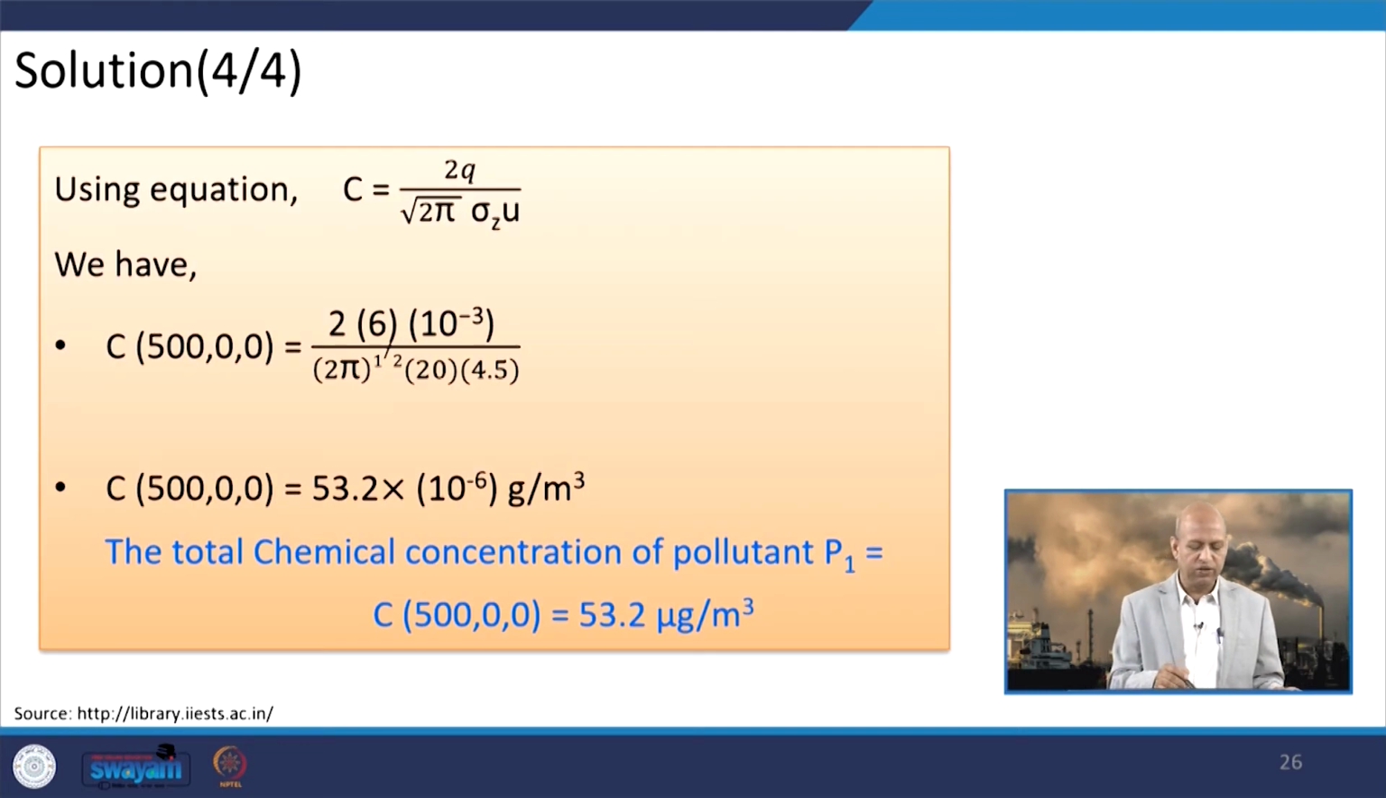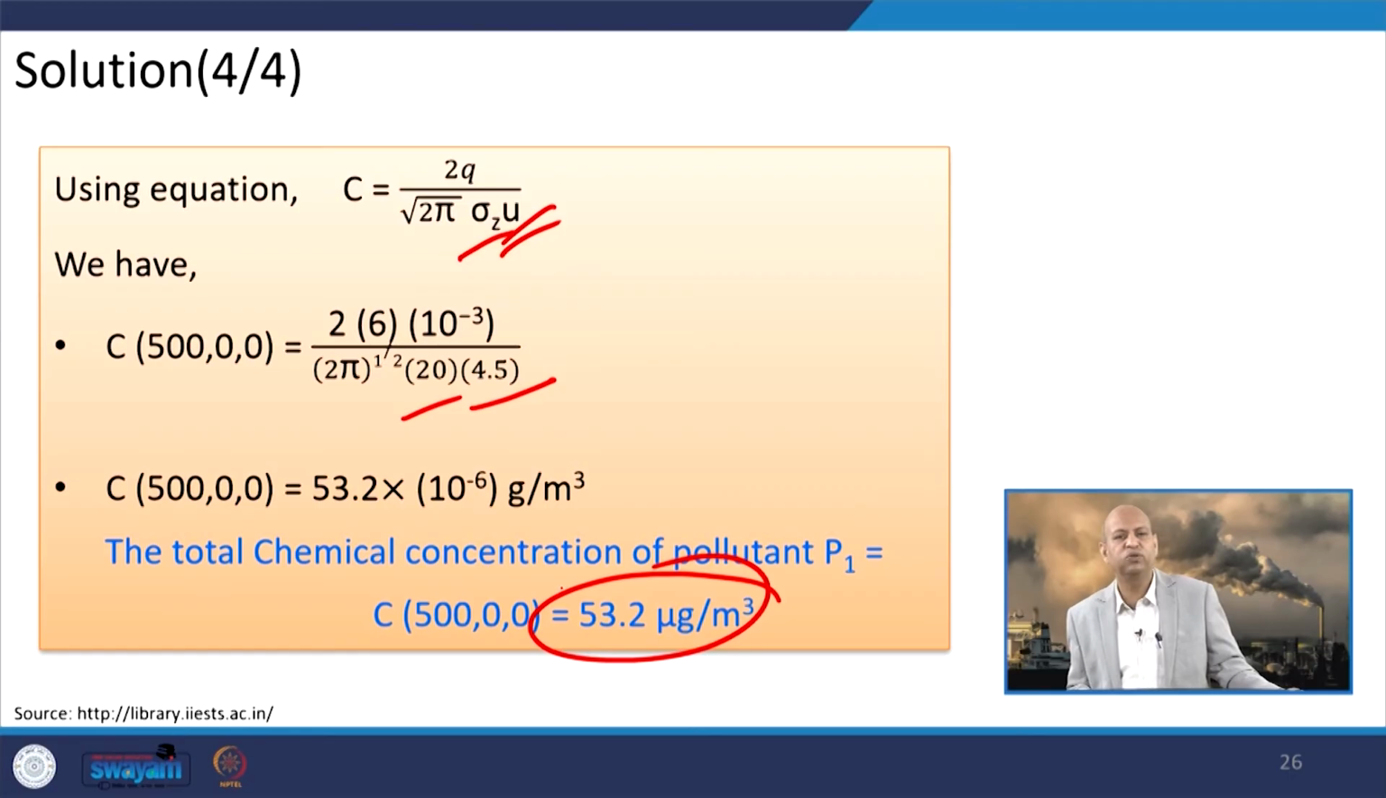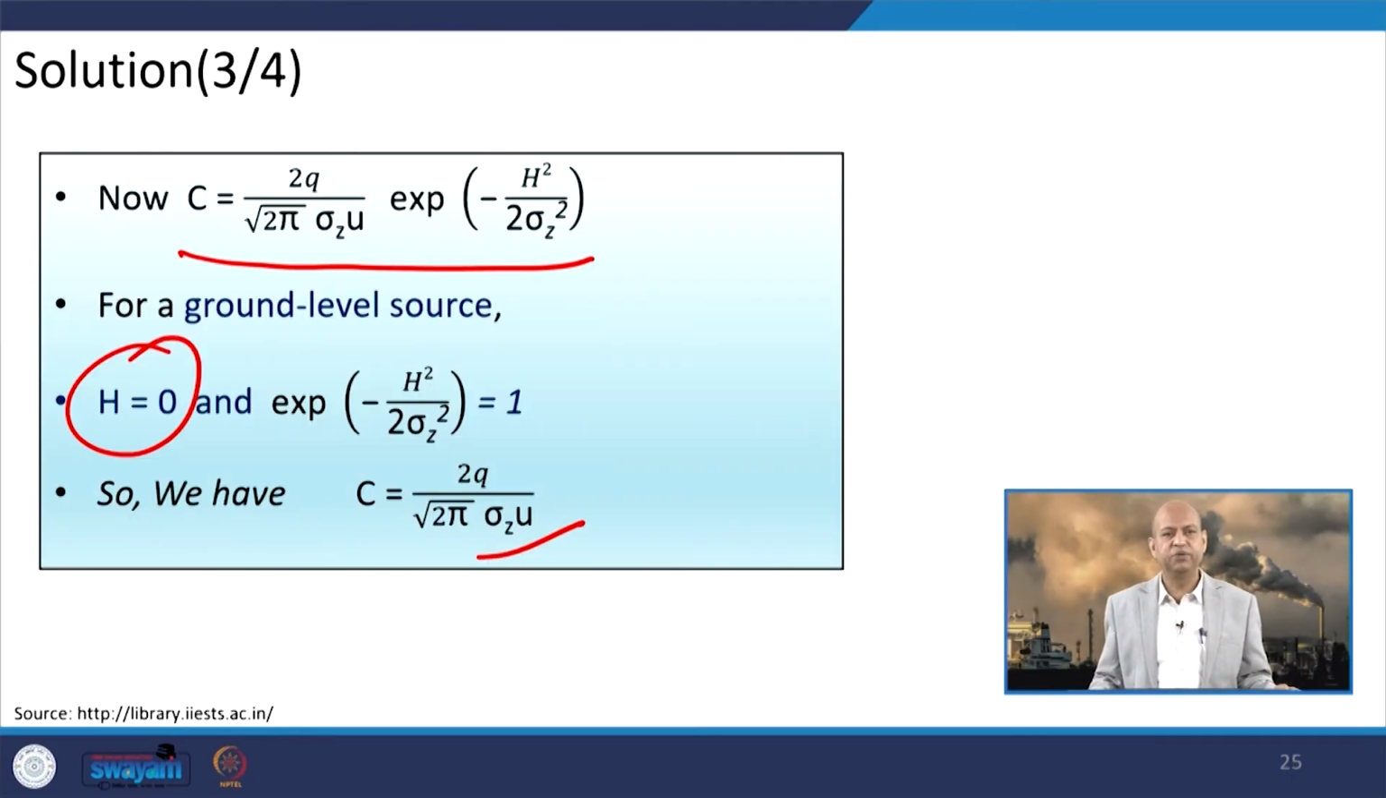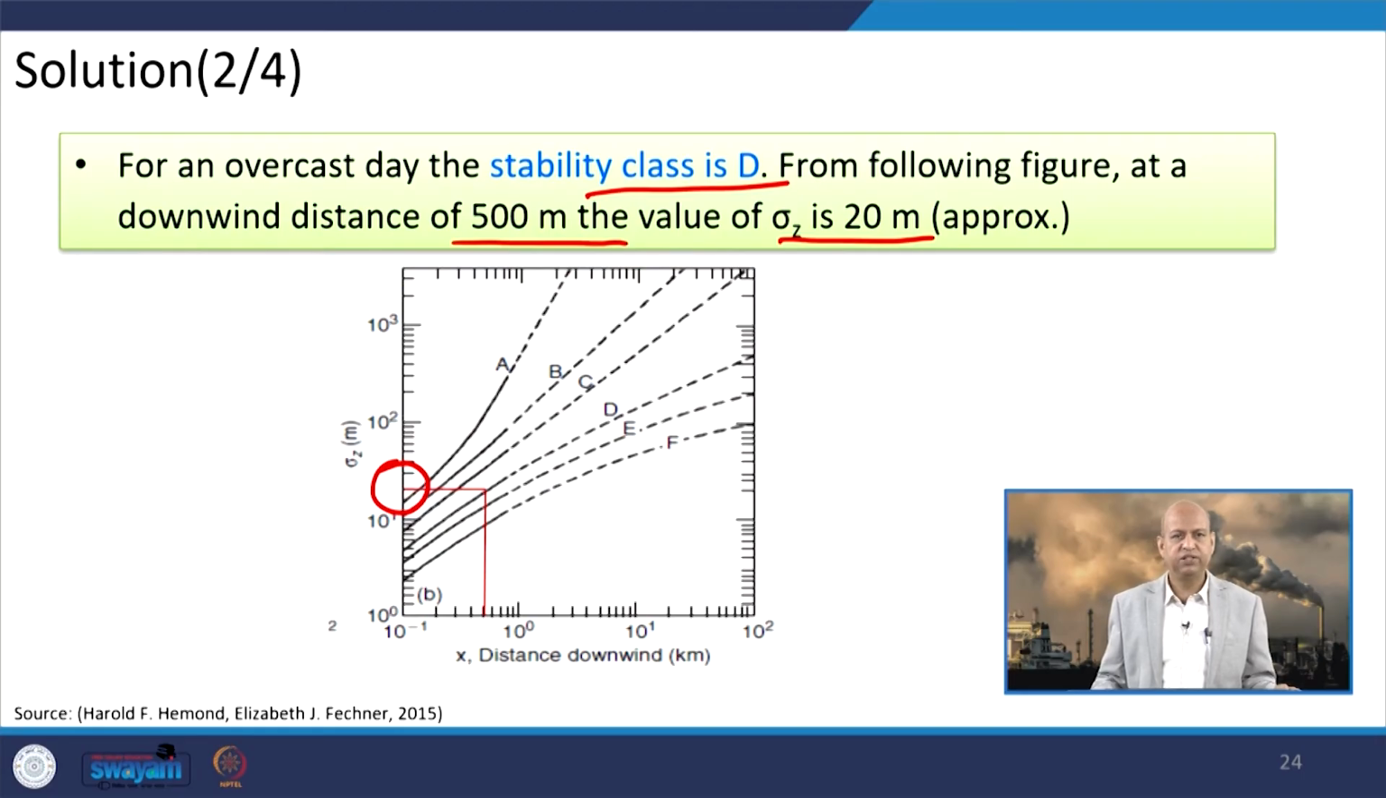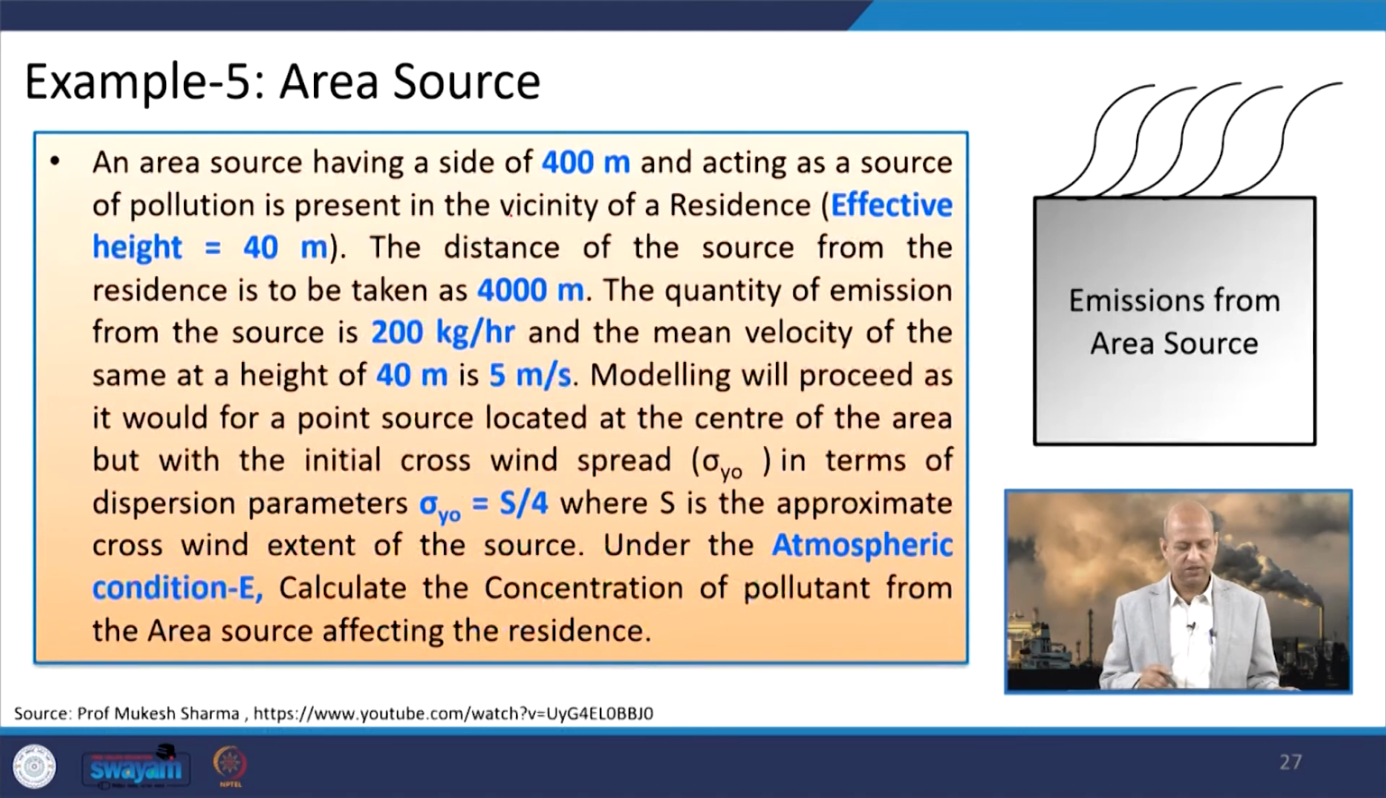So, we put those values, q we have calculated 6 into 10 to the power minus 3, and these values 20 and 4.5, that is the value of the u and sigma z, which we just calculated. We put and we calculate concentration around 53.2 microgram per cubic meter at the distance of how much, 500 meter, 500 meter distance perpendicular to the highway line source. So, that is the application of line source dispersion model.